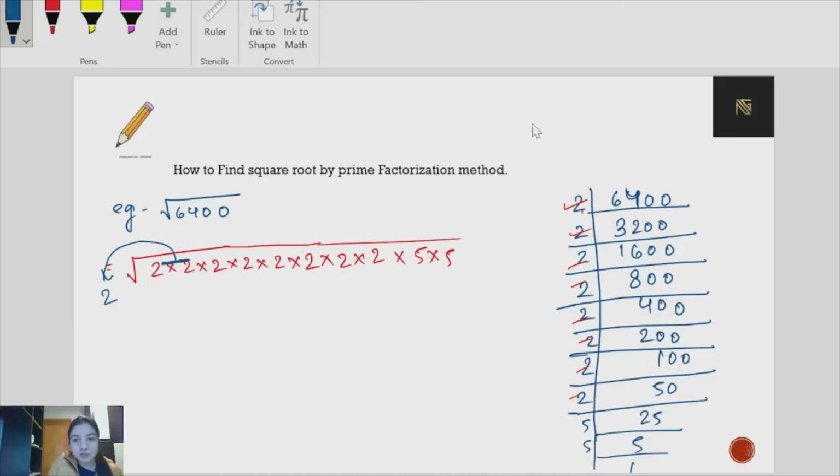And suppose we are having under the square root sign 5 times 5. So for a pair of number, one number will come out, and after following the condition, this square root sign will vanish. Clear? So here we are having lots of numbers.